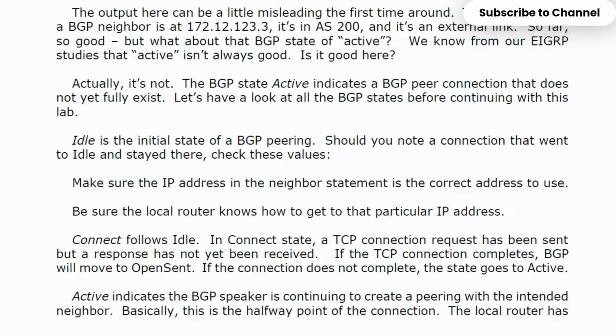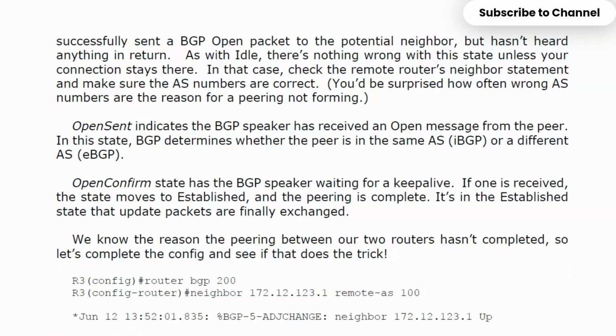Active means the BGP speaker is continuing to attempt to create a peering with that intended neighbor. Basically, this is the halfway point of the connection. The local router has successfully sent a BGP open packet to the potential neighbor, but it hasn't heard anything back. That makes sense because we're on router 1, we've configured BGP, we've got a remote AS statement, everything's good there, but we haven't gone to router 3 to finish. So it makes sense that this is the state that we're in.